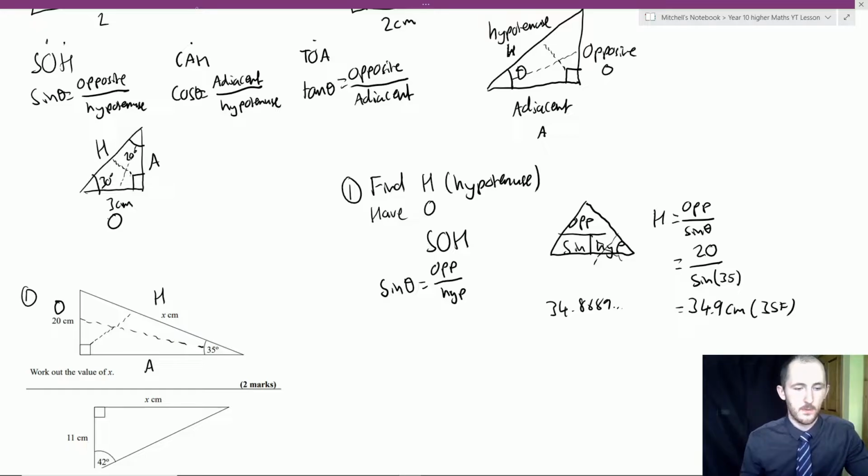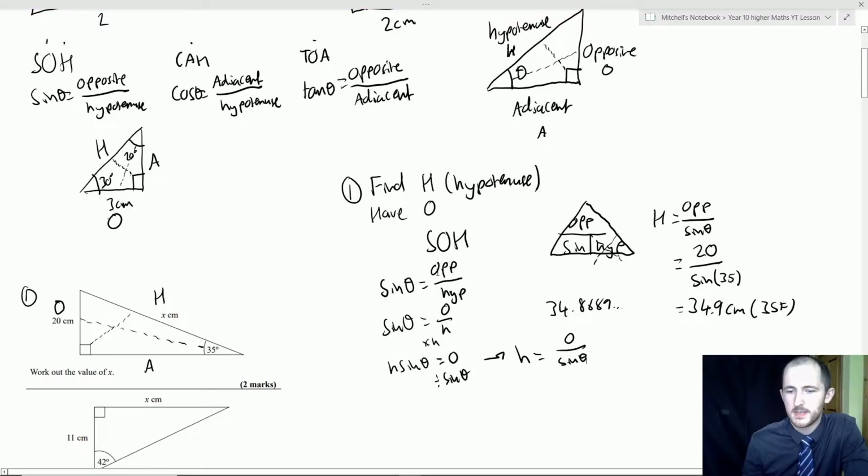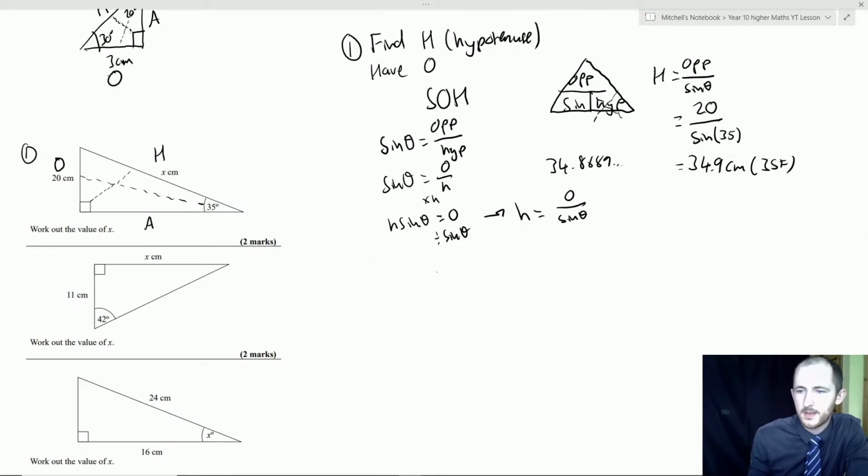If you want to do it with rearranging instead, all you need to do is, if you make this into letters, you have sine theta equals O over H. Rearrange for H, times both sides by H, you get H sine theta equals O. Then divide by sine theta, you get h is equal to opposite over sine theta, which is the exact same equation that we got with the formula triangle. So there's no biggie there at all. Okay, so I think that should be okay for question 1, but let's have a look at question 2 to see if we can practice what we've learned.